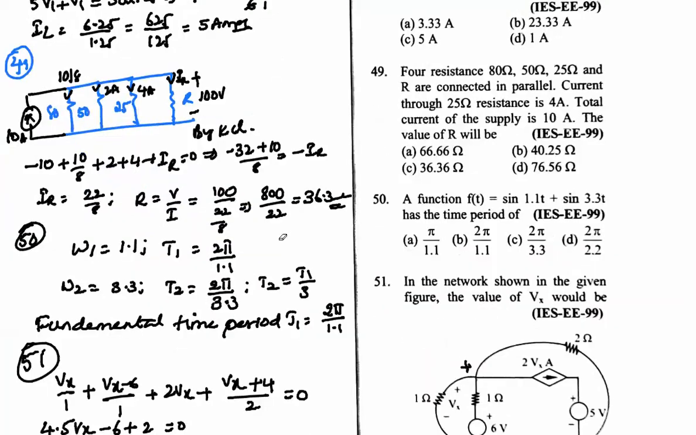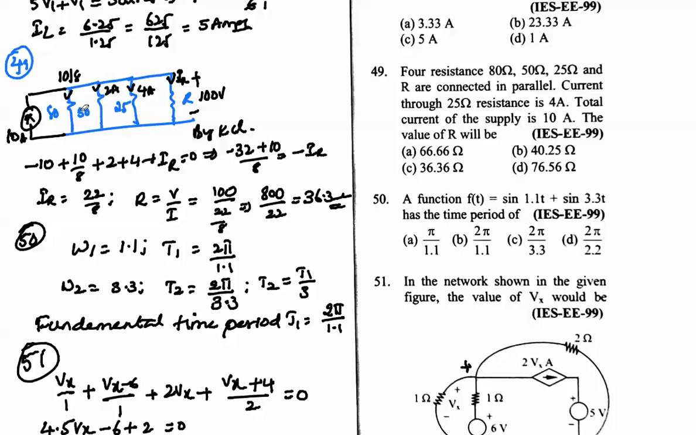Next, 49th problem, right? The 4 resistances 80 ohms, 50 ohms, 25 ohms and R are connected in parallel. The current through the 25 ohm resistance is 4 amps. The total current of the supply is 10 amps. The value of R is going to be, okay, so here we have connected 10 amps as total supply current, and we have 4 resistances 80, 50, 25 and R here. But the hint given is that in the 25 ohm resistance the current flowing is 4 amps, so I will get a voltage of 100 volts. All are connected in parallel, so all have equal voltages.